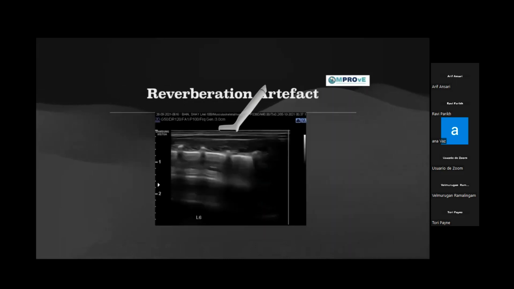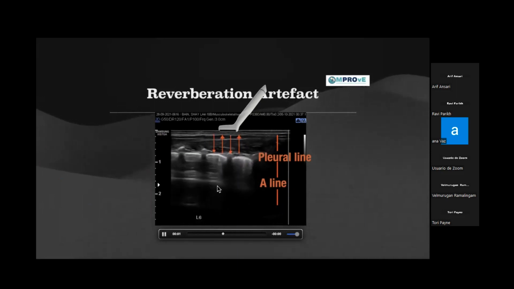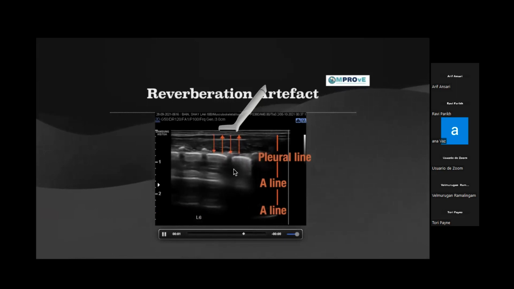Sorry about the clumsy kind of animation here, but you can see the lines are reflecting back and forth between your probe and the pleural line multiple times. One reflection gives you the pleural line. The second reflection, taking twice the time, is giving you the first A line here. The third reflection, taking thrice the time, is giving you the second A line here. So that's how the A lines are propagated here. And this is your horizontal reverberation giving you the A lines.